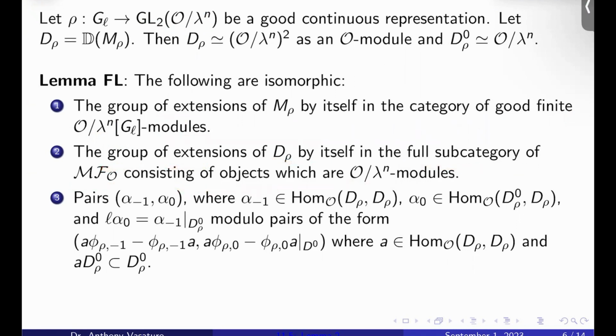And 3, crucially, pairs alpha -1, alpha 0 where alpha negative 1 is an O map from D row to D row, alpha 0 is an O map from D0 row to D row, and L alpha naught equals alpha negative 1 when restricted to D0 row. And then we want to mod out commuting relations here. So we want to mod out pairs of the form A phi rho negative 1 minus phi rho negative 1 A, comma A phi rho 0 minus phi rho 0 A when restricted to D0, where A here is just an O map from D row to D row, satisfying A D0 row is in D0 row. So we have an invariant subspace condition here.